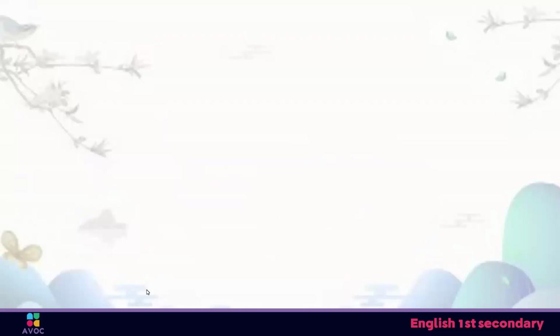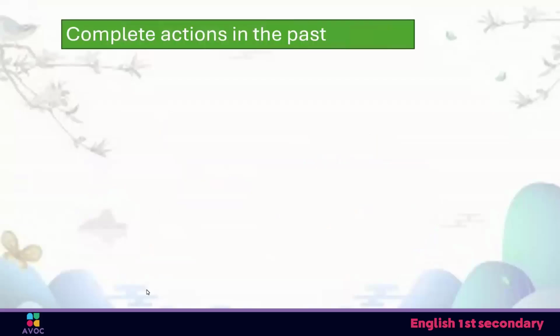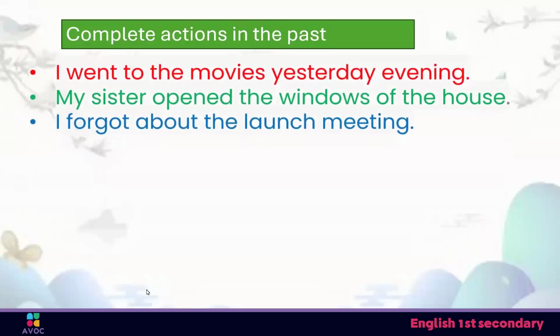The first one, of course, complete actions in the past. I use past simple for complete actions in the past. There is no communication to the present. Okay? Let me show you the examples. First, I went to the movies yesterday evening. I went to the movies yesterday evening.